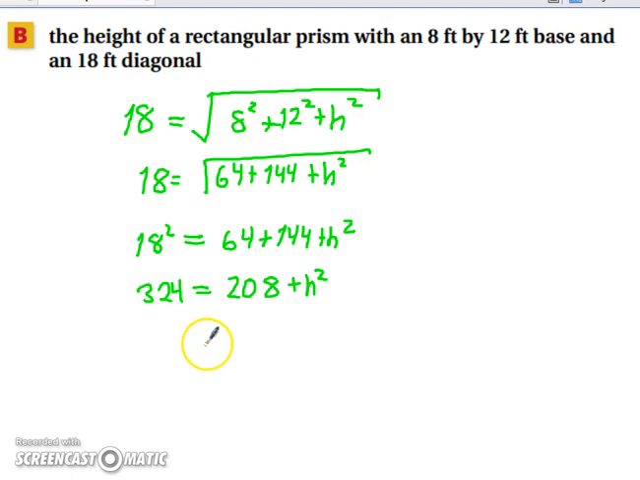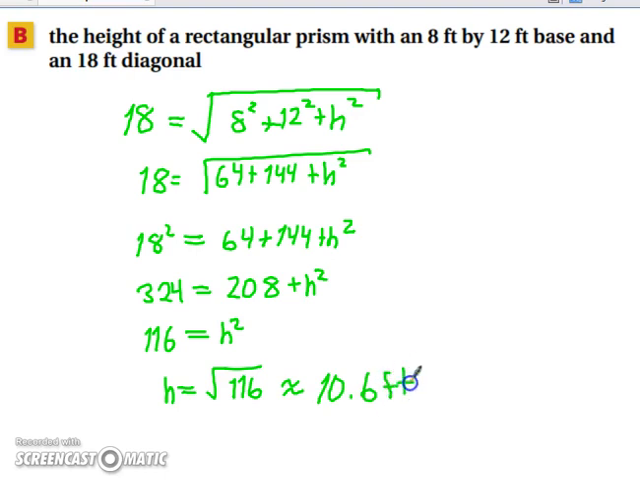Alright, well we want to get h squared by itself, so we're going to subtract 208 from both sides, which leaves us with 116 equals h squared. Well, since h needs to be by itself, we're going to take the square root of both sides. So h equals the square root of 116, which is about 10.6 feet.